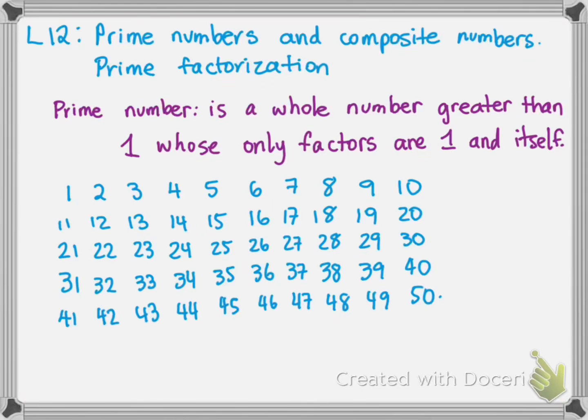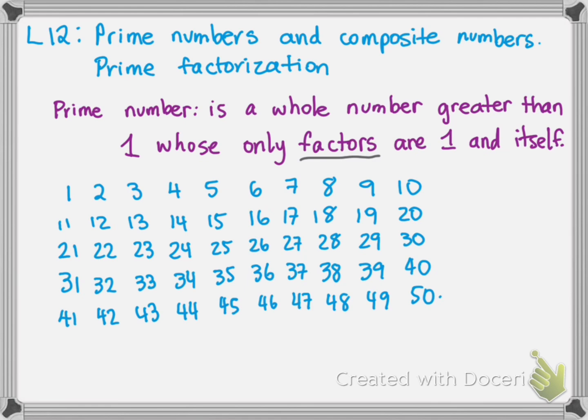Lesson 12 is about prime numbers and composite numbers, and also prime factorization. This is very, very easy. You will see. So remember that a prime number is a whole number greater than 1 whose only factors are 1 and itself. Now remember that factors are numbers that divide a number.